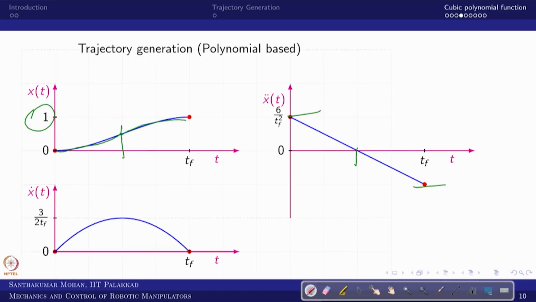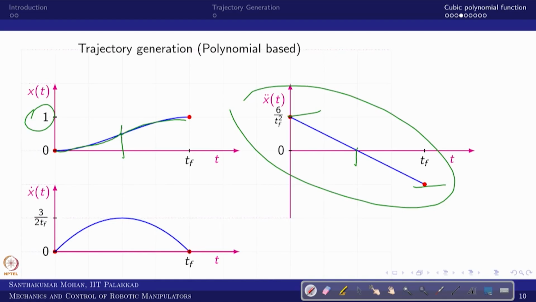Now this is a proper cubic polynomial. This is giving a smooth profile, and you can say it is twice differentiable. In that sense, this is one of the easiest ways to apply. Most of the industrial manipulators use cubic polynomials. That's why we straight away started talking about this.